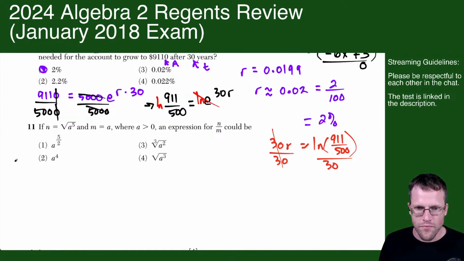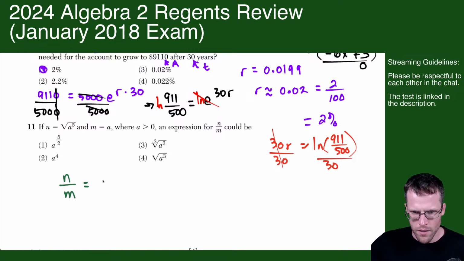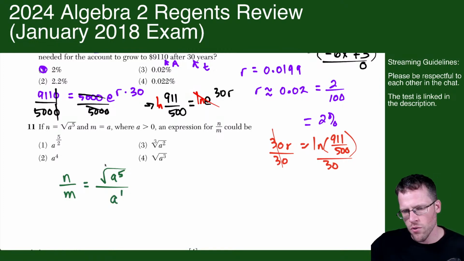All right, cool. So now, let's see. N equals the square root of a to the 5th. M equals a. N divided by m. So n over m is this, divided by m, which is just a to the 1st. Now, what you have to know here is power over root.